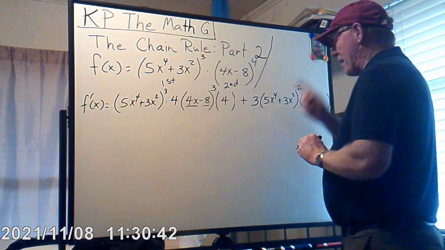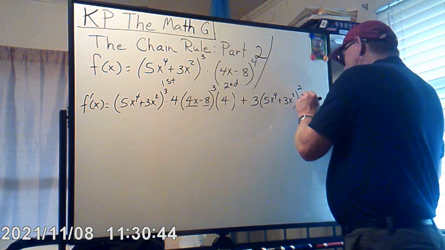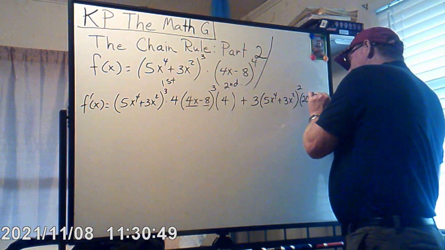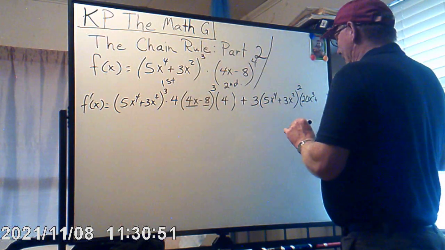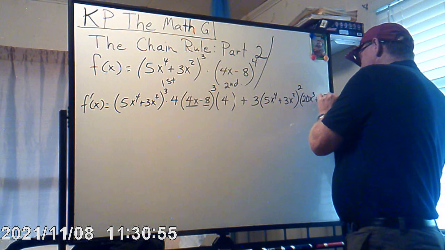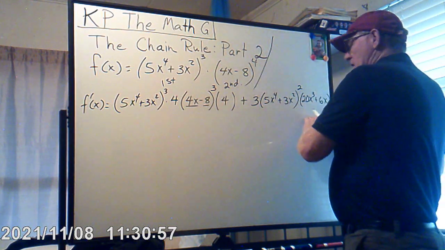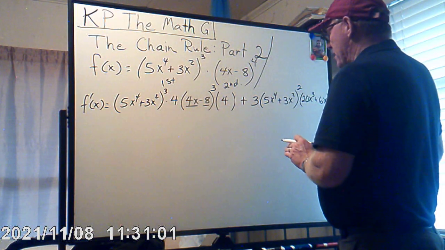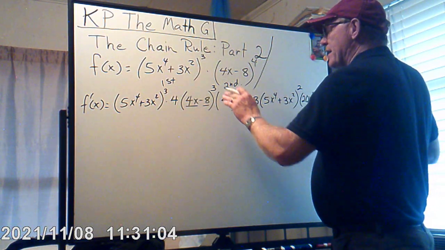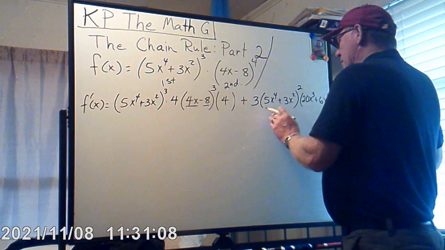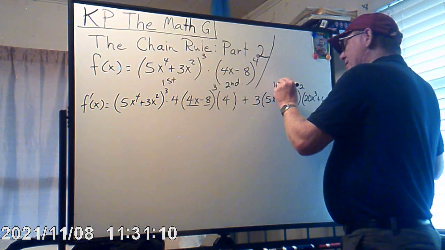Now I want to do the derivative of these two. That's just the power rule. 5 times 4 is 20. 20x to the third power plus 3 times 2. 2 times 3 is 6. x to the 1, or just 6x. So that is your derivative of the, alright, so the first times the derivative of the second plus the derivative of the first.